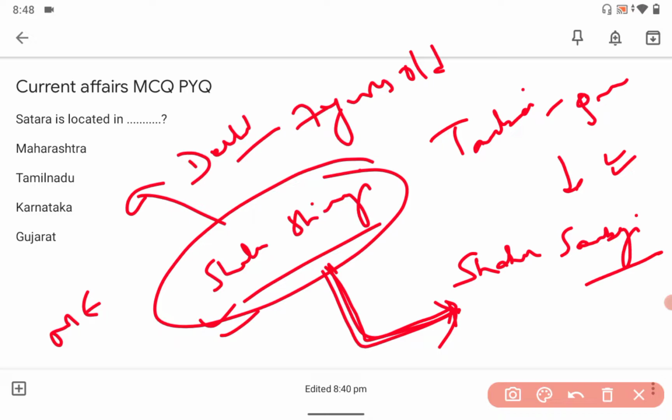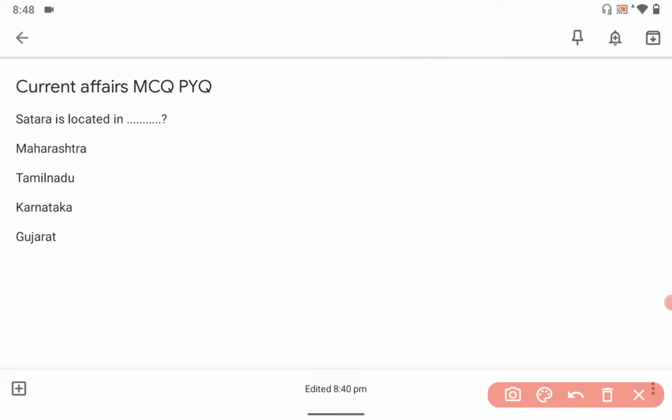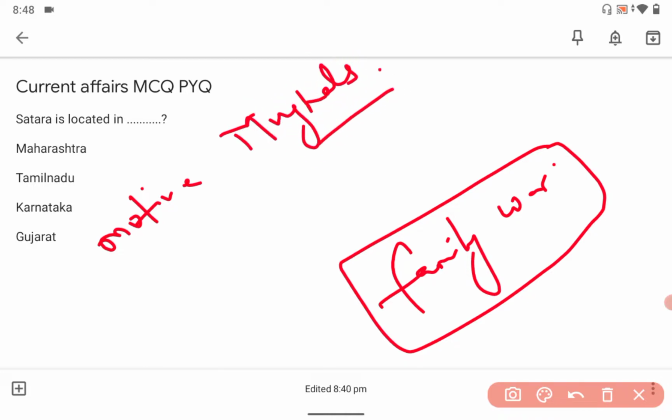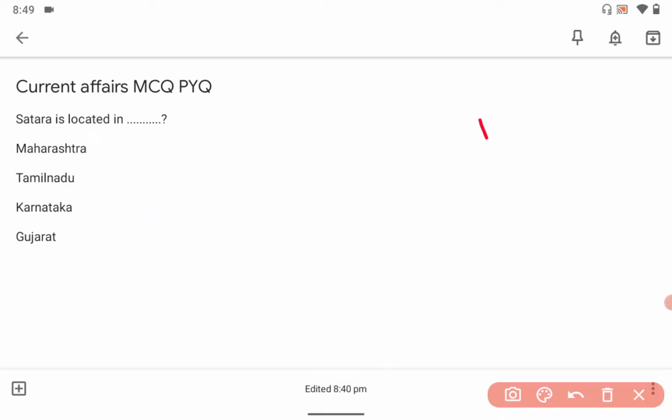So there was totally a family war, okay? It started a family war. That was the main motive of the Mughals, right? When he was released in 1707, okay? But what happened in 1708? That is quite fascinating.